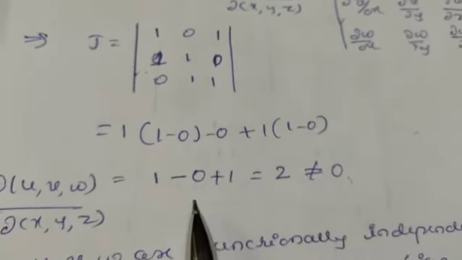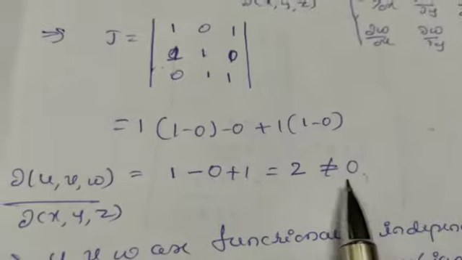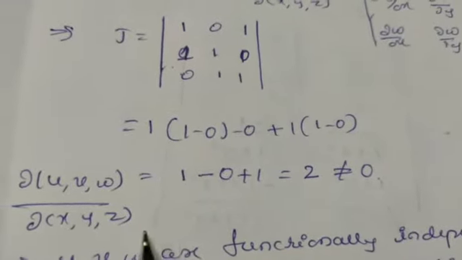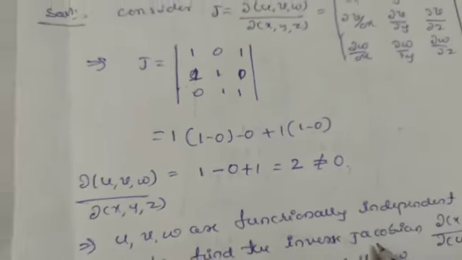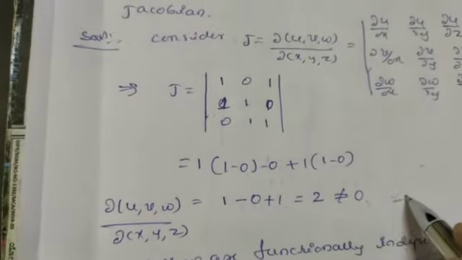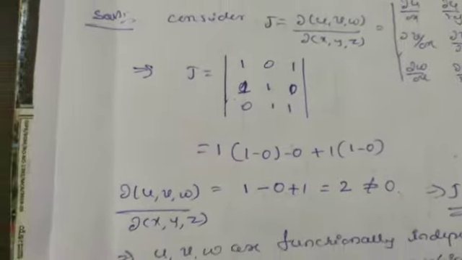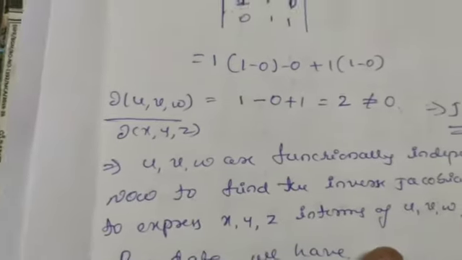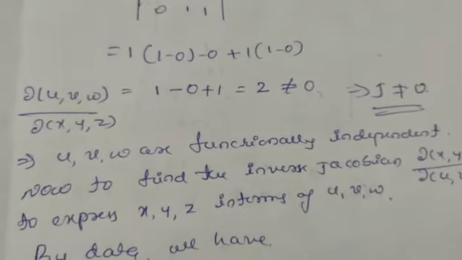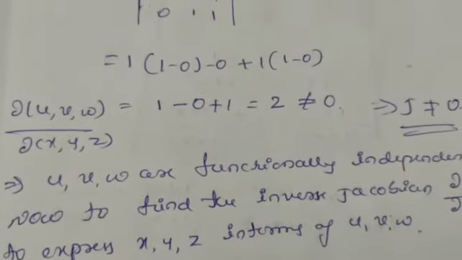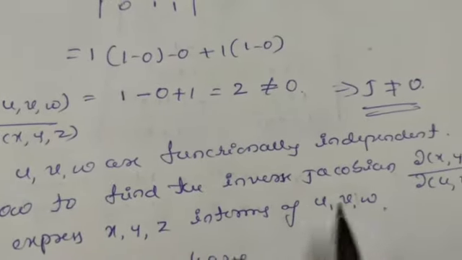Expand this, you will get 2, which is not equal to 0. So this implies that this Jacobian J is not equal to 0. It means that the functions u, v, w are functionally independent. So now the next part is to find the inverse Jacobian.